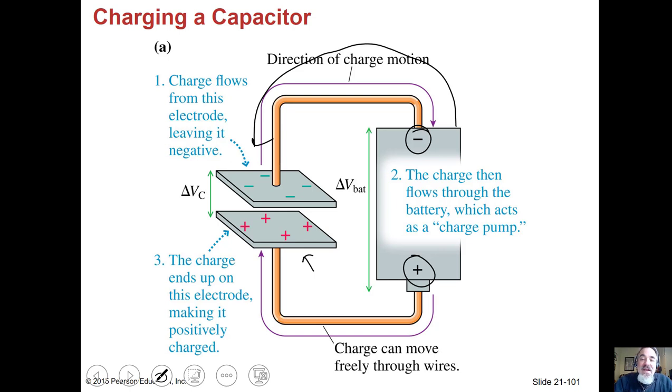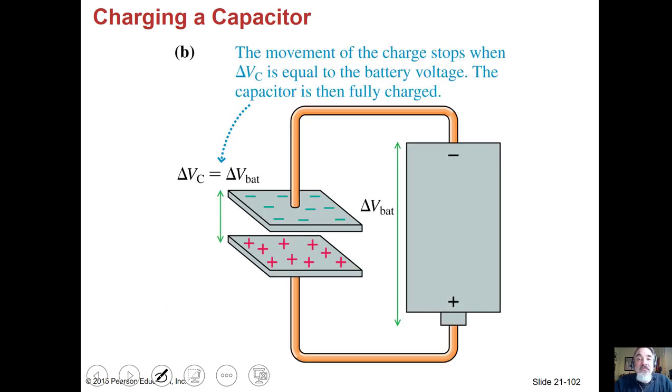So the picture is kind of showing positive charges moving through the wire and ending up over here. That's not really what's happening. Negative charges leave this plate and move this direction, leaving the plate positively charged. So the negative charges are what actually move around. Okay, so when this thing is completely charged, the potential of the battery is equal to the potential across the capacitor. And that's how you can actually charge it up.